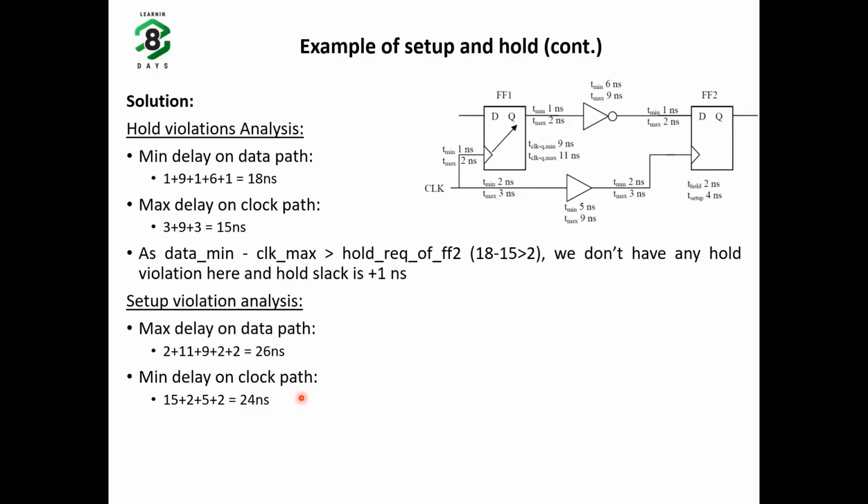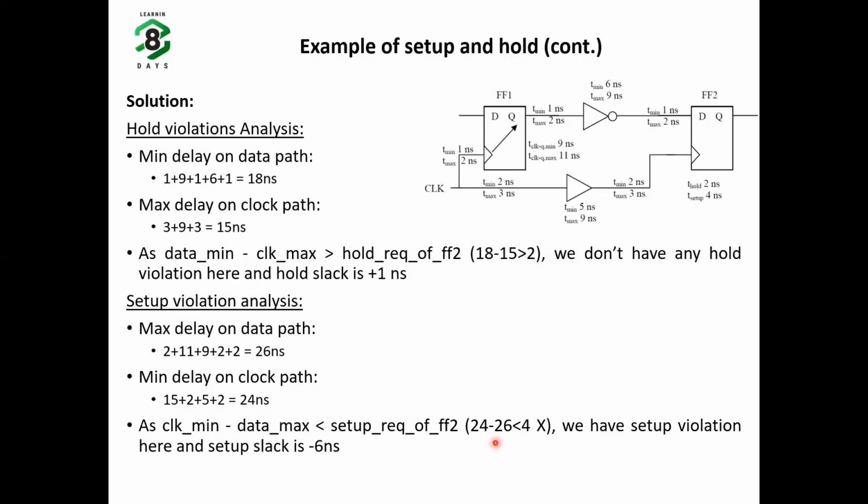Before the clock arrives, we must reach at the 20th nanosecond, right? But we are reaching at the 26th nanosecond, which puts us in a setup violation scenario, right? The clock min, which is 24, and the data max is 26. Is it less than the setup time? No, it is not, right? So we have a setup violation and the setup slack here is minus 6 nanoseconds.